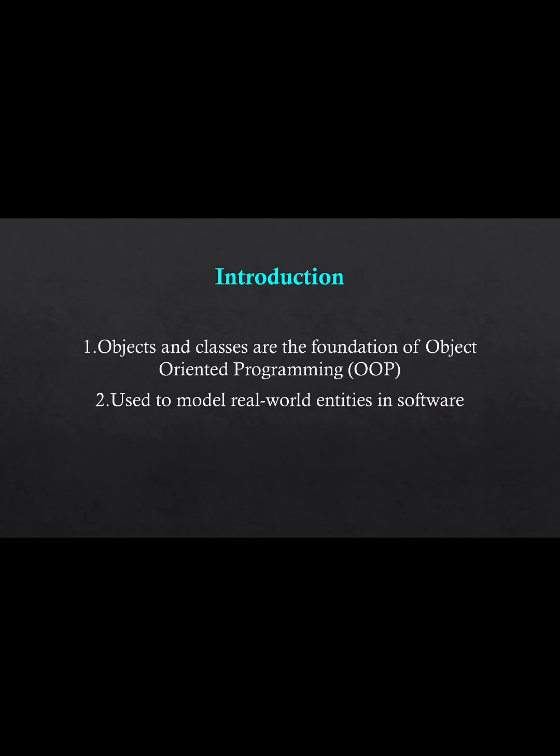So, first, what is the basic introduction? What are objects and classes? They are just the foundation of object-oriented programming. Second, it is used to model real-world entities in software. That means whatever is present in the outside world, we are just converting it into the software version. This is what the basic introduction about objects and classes is.